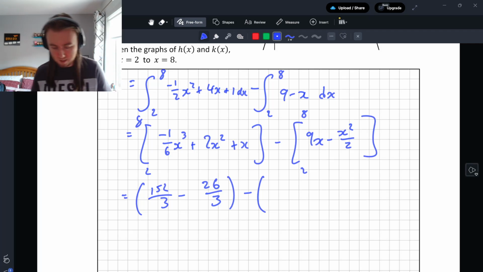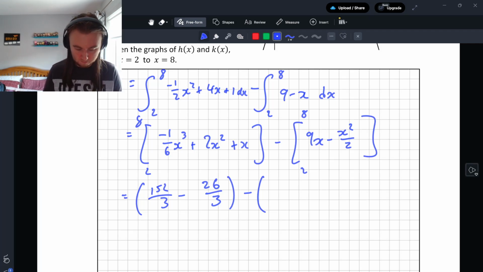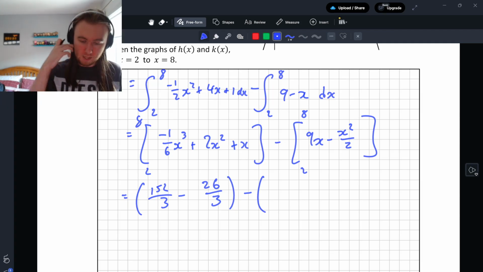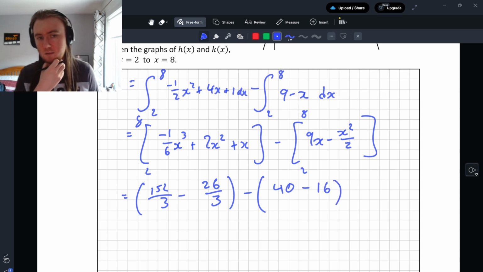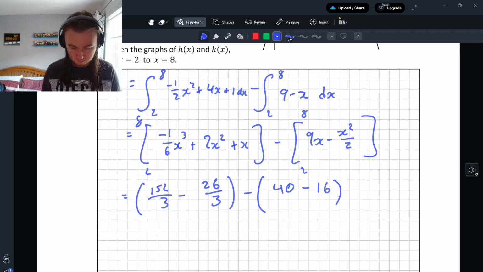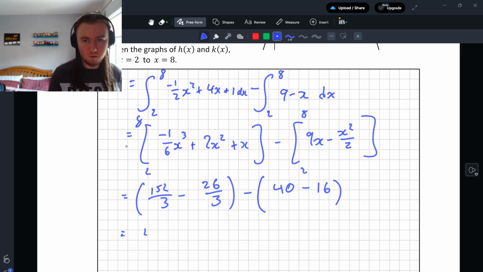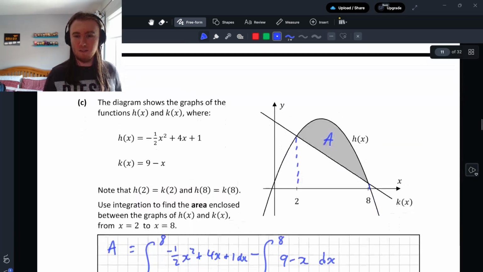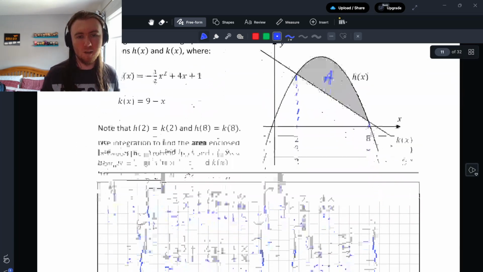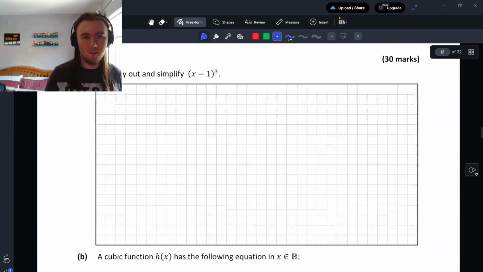Subtract, I probably could do this in my head, but that's too early. So 9 by 8 minus 8 squared over 2 is 40. And then 9 by 2 is 18 minus 2 is 16. So it's equal to 42 subtract 40 take away 16 is 24, which is 18 square units of area. Which looks about right. Like it's pretty large. I would say 18 is right enough.